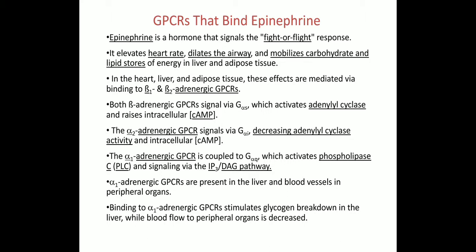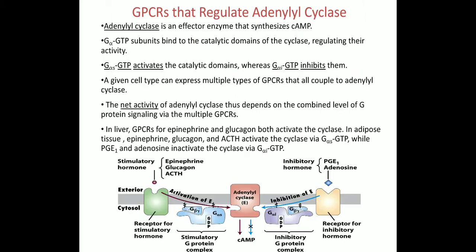Alpha adrenergic GPCRs are also present in the liver and the blood vessels in the peripheral organs. GPCRs that regulate the adenylyl cyclase activity.